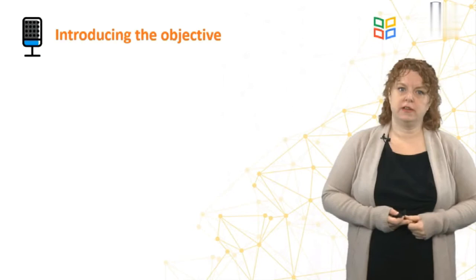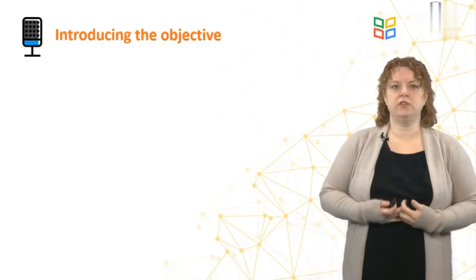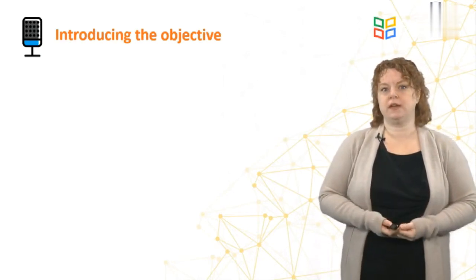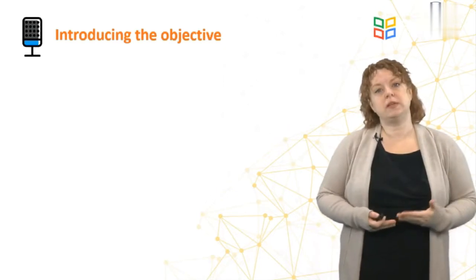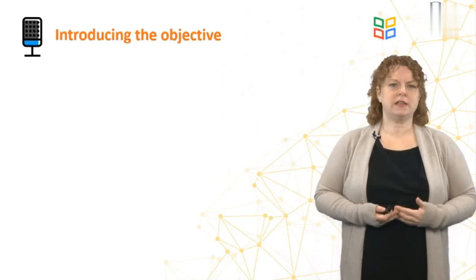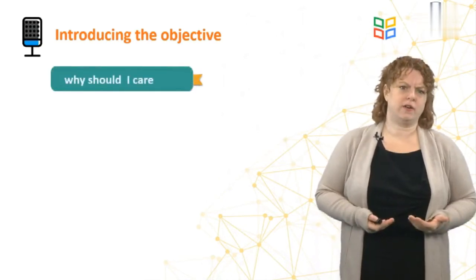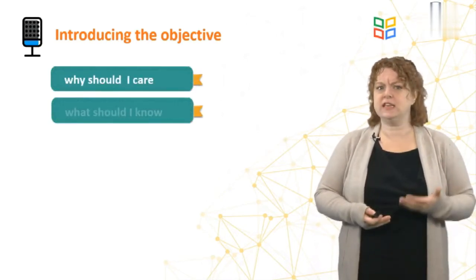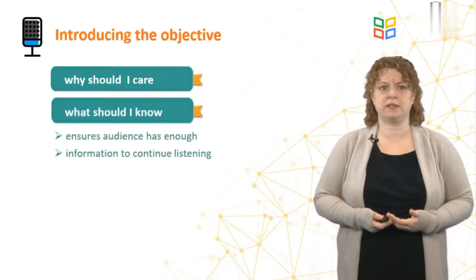Introduce your objective. To keep the audience's attention, you need to make them interested in your topic. This can be achieved by explaining your objective and providing background information. Basically, explain why they should care. Offer definitions or facts they need to know to understand your purpose.